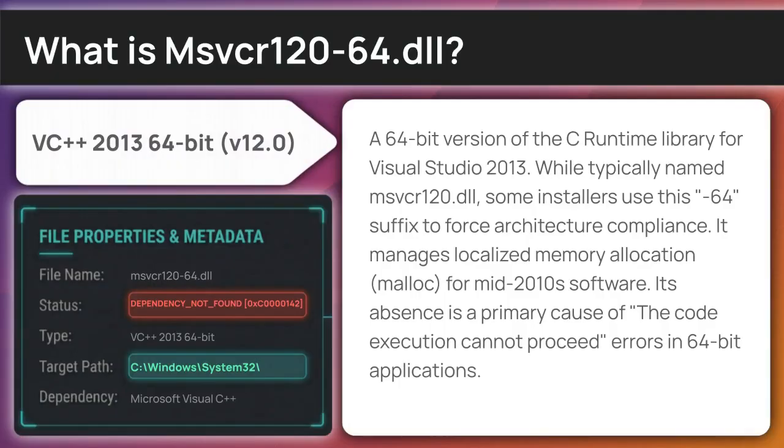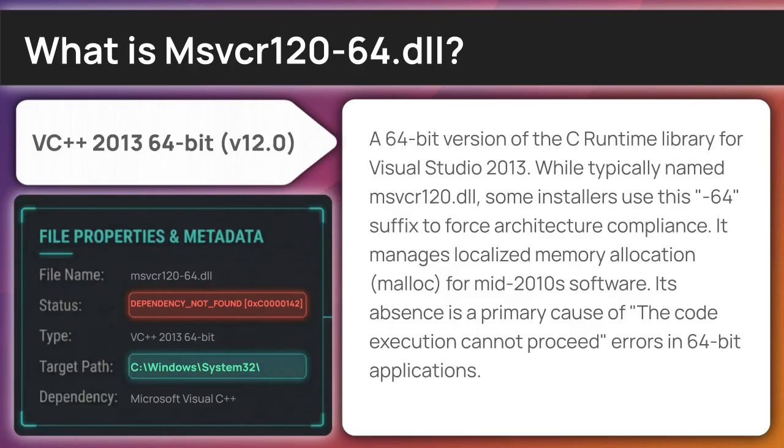This is the Microsoft Visual C++ Runtime 12064, a 64-bit version of the C Runtime library for Visual Studio 2013. While typically named msvcr120.dll, some installers use this all64 suffix to force architecture compliance. It manages localized memory allocation, malloc, for mid-2010s software. Its absence is a primary cause of the code execution cannot proceed errors in 64-bit applications.